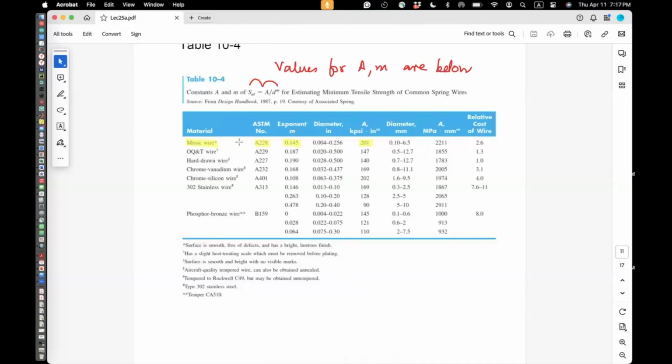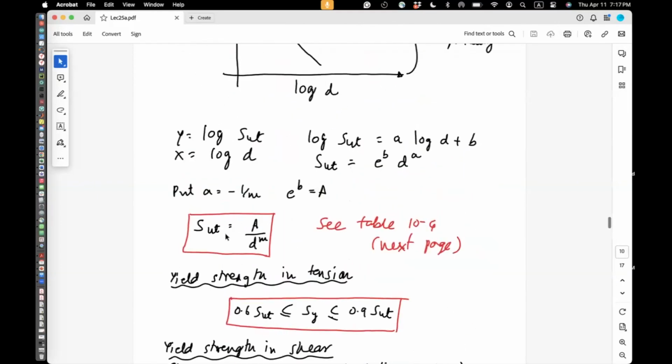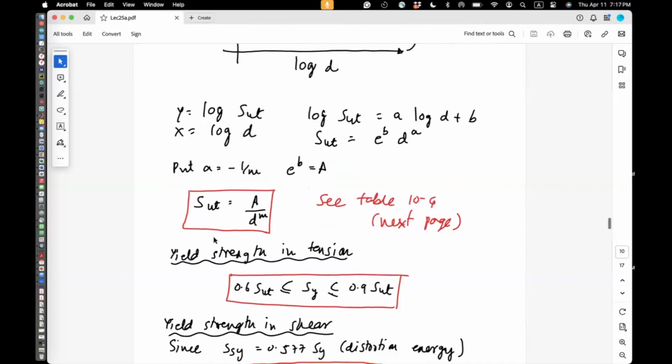So if you know the type of wire, for example, music wire, you know what M is, you know what A is, and since you know the diameter of the spring, which is something which you can measure, you can now compute the ultimate strength SUT.